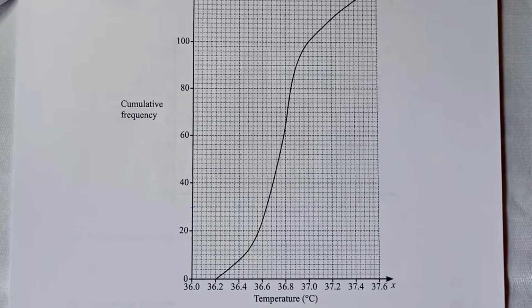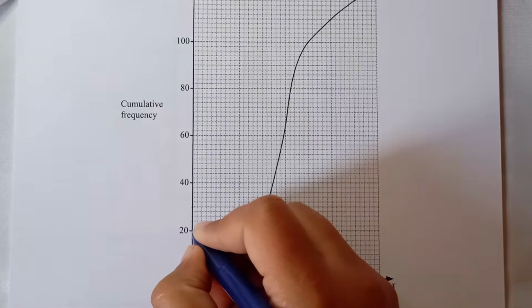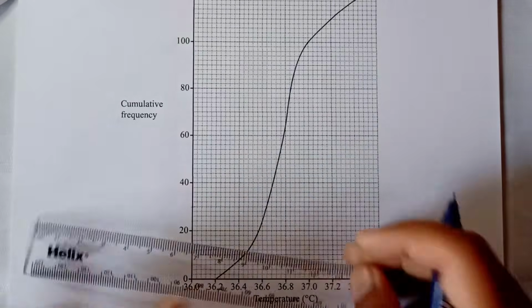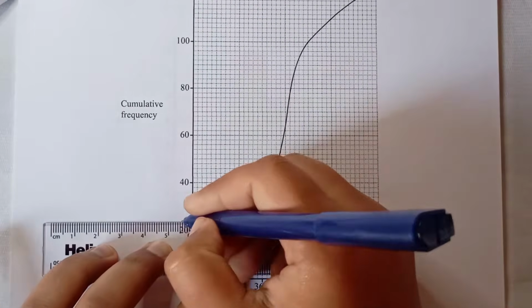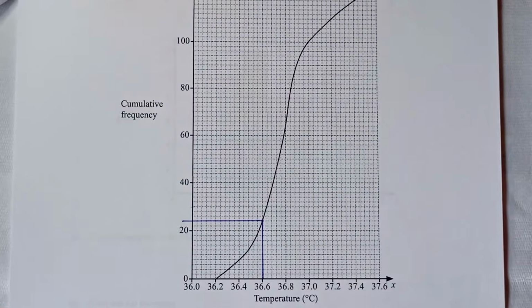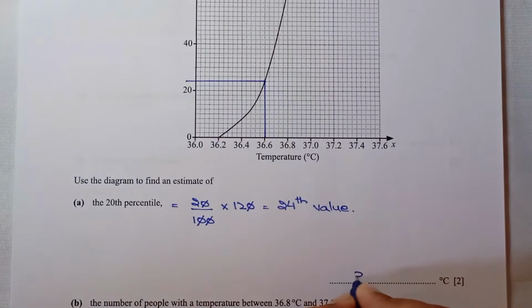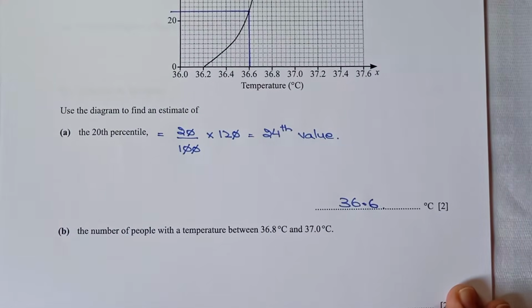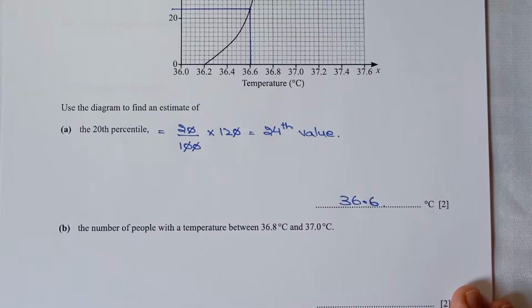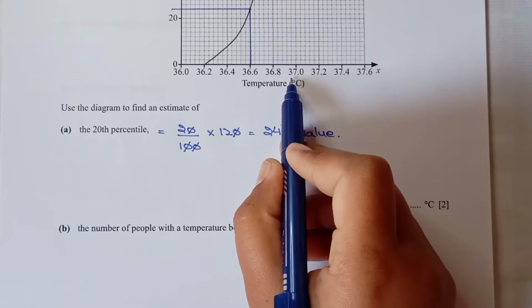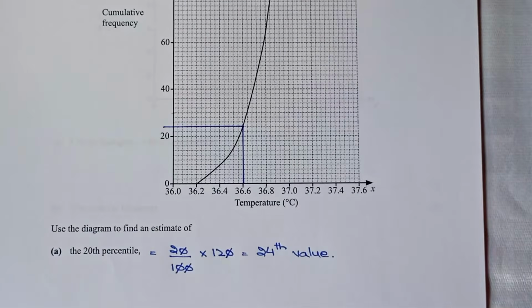Okay, so where is 24? So we have 20, 22, 24, 26, 28 and 30. So we have 24 over here. And this is equals to 36.6. Yes, 36.6 degree. This is the 20th percentile. Now for the B part, the number of people with a temperature between 36.8 degrees Celsius to 37.0 degrees Celsius. So 36.8 and 37.0. Okay, now let me find the number of people.